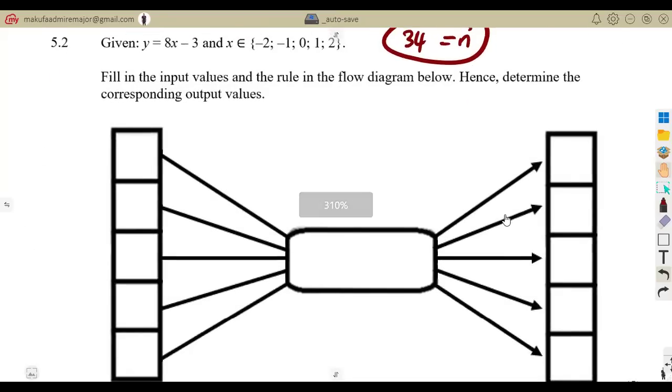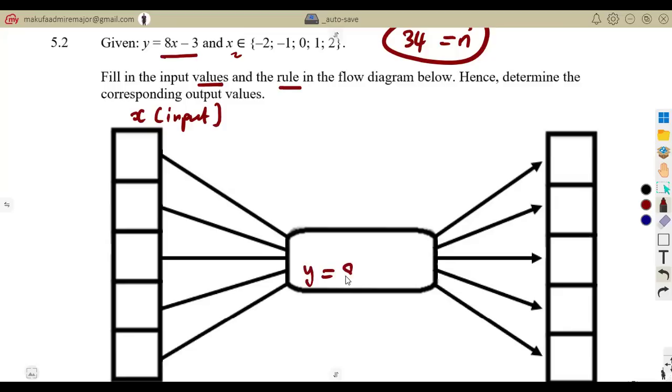Go to 8x minus 3. For these elements of x, minus 2, minus 1, remember x is the input. That's the input. So they asked you to fill in the table, y is equal to what?